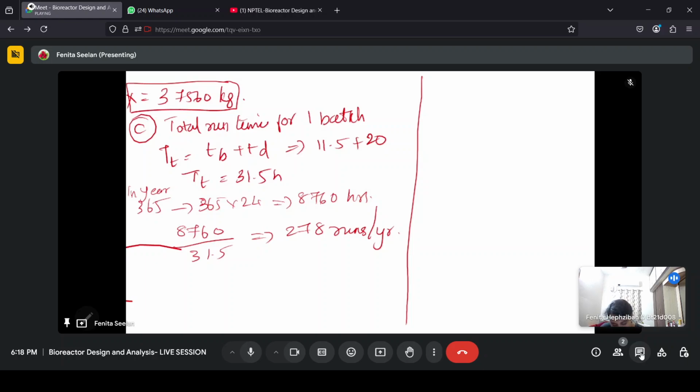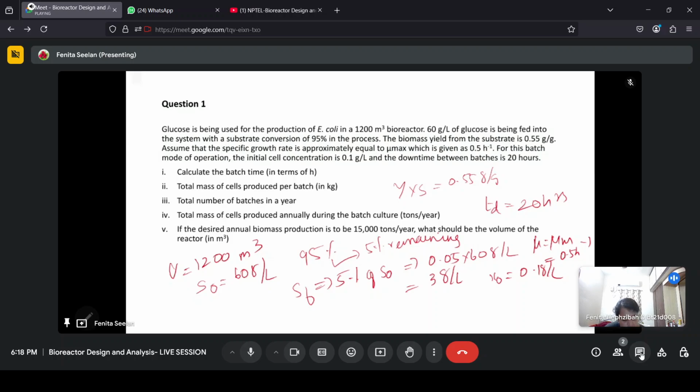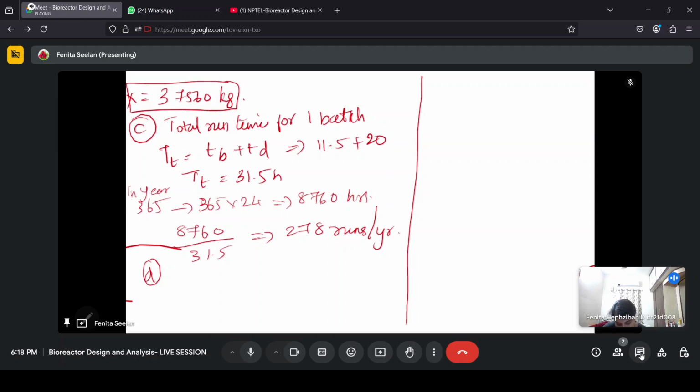So it's around 278 runs per year. So what is the question D? It is the total mass of cells produced annually during the batch culture. So annual, we have calculated per batch in terms of kg. Now we want to know how much will be produced annually during the batch culture in terms of tons per year. So we can calculate that also.